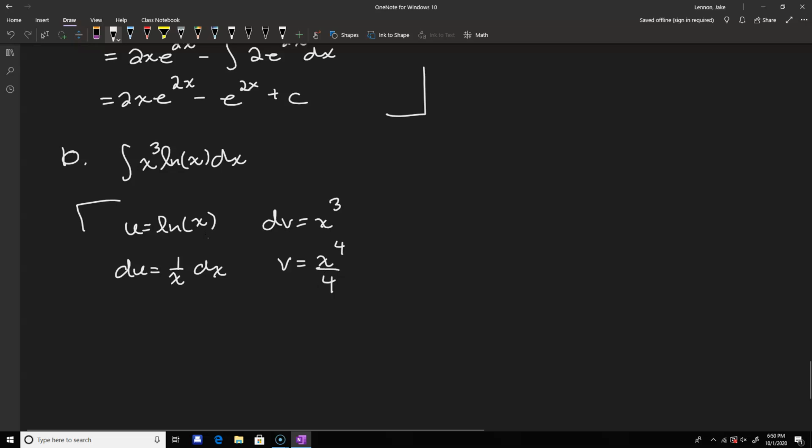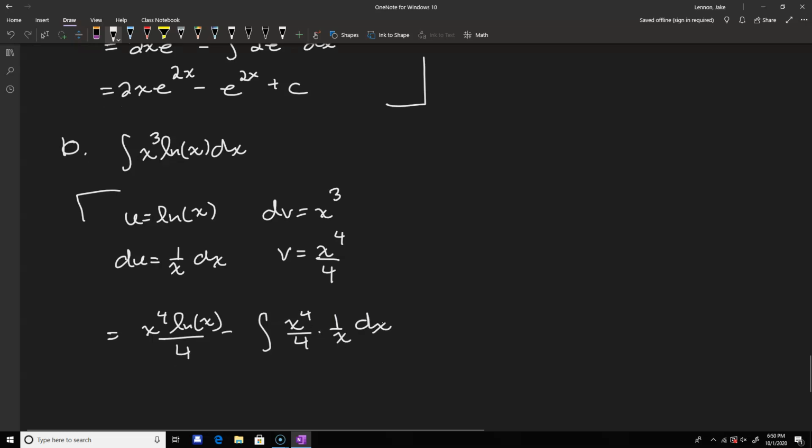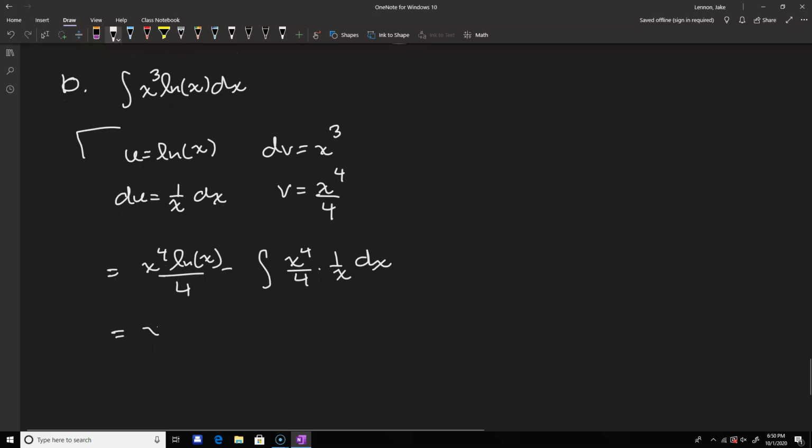And from there we just plug both things into the formula that we wrote down for number 9. So the integral is going to be u times v. So we get x to the 4th times the natural log of x divided by 4 minus the integral of v times du. So we have x to the 4th over 4 times 1 over x dx. So the first part stays the same to the very end, x to the 4th natural log of x over 4 minus the integral of x cubed over 4 dx.